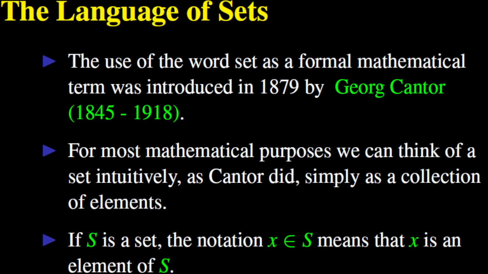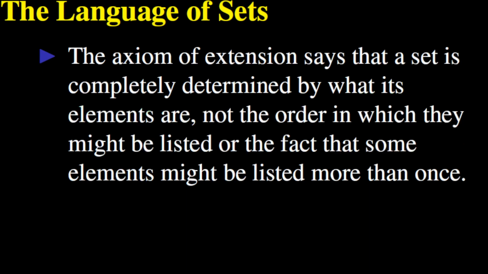Let S be a set. The notation x belongs to S means that x is an element of the set S. The axiom of extension says that a set is completely determined by what its elements are, not the order in which they might be listed or the fact that some elements might be listed more than once.